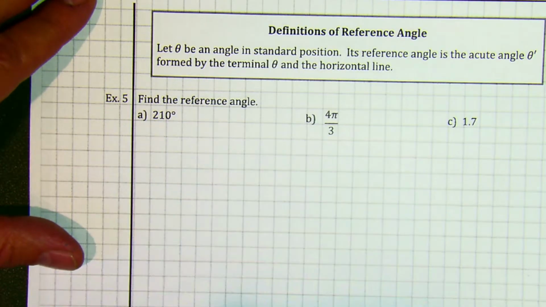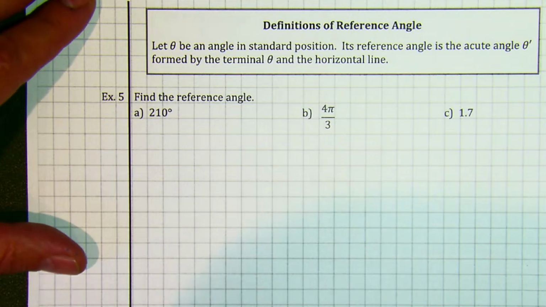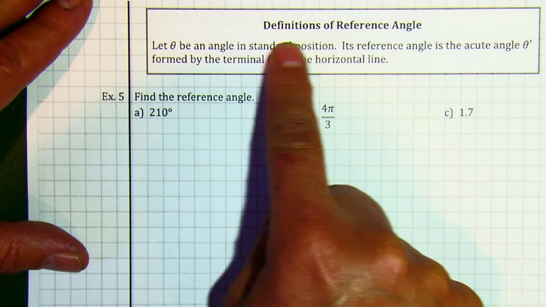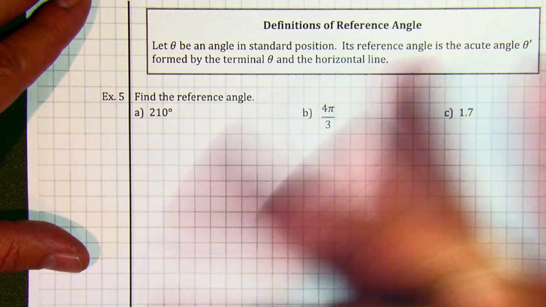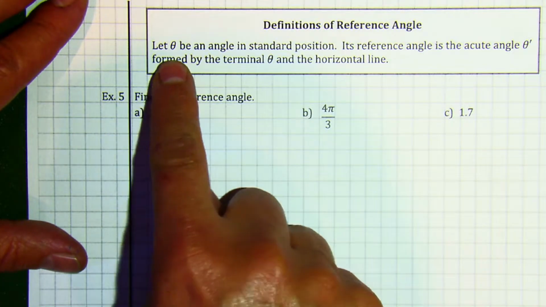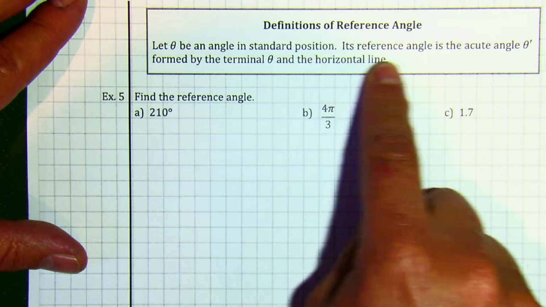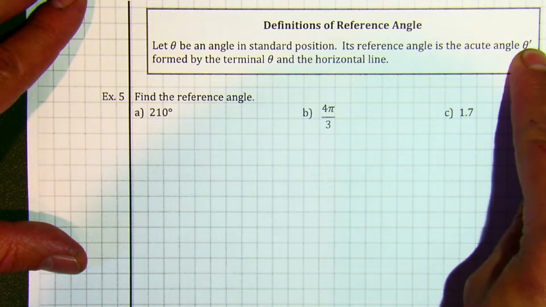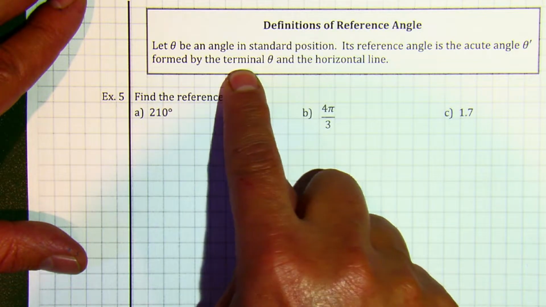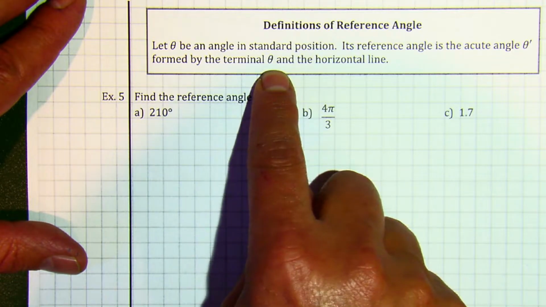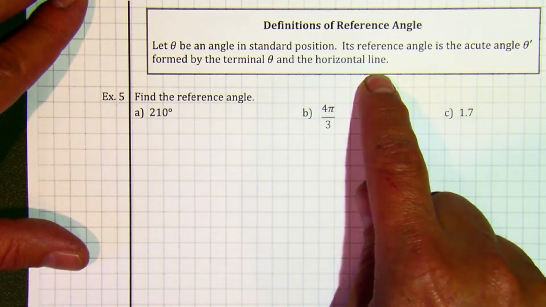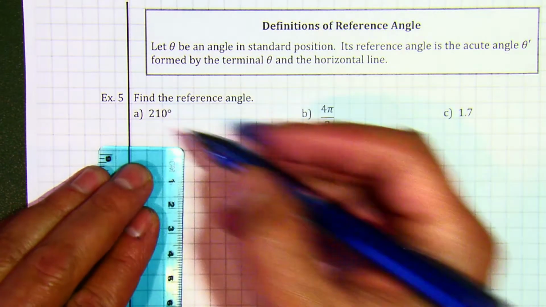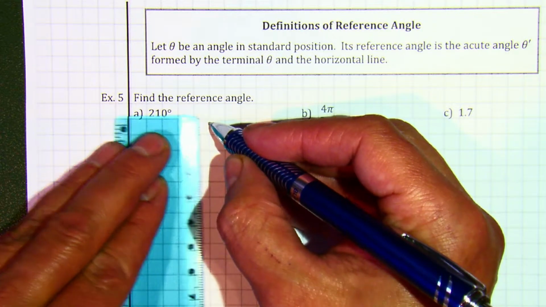So many times, depending on the way that books evaluate trig functions, they use something called a reference angle. So we do need to cover it just to know the concept. Let theta be an angle in standard position. Its reference angle is the acute angle, denoted as theta prime, formed by the terminal side of theta and the horizontal line. So let's go and draw the triangle. First, you need to be able to find the angle. Where's 210 degrees?